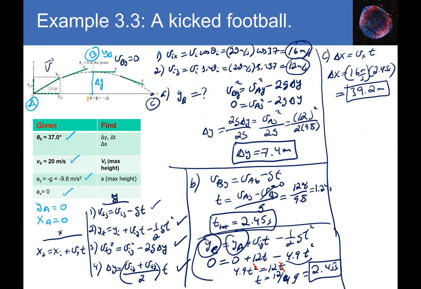Okay, so that's what I have. On the slide, I have 40 meters, but just a rounding thing. So it's pretty much the same. And for part D, it's asking, what is the velocity vector at the maximum height?